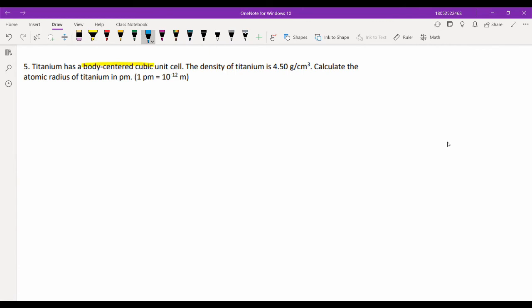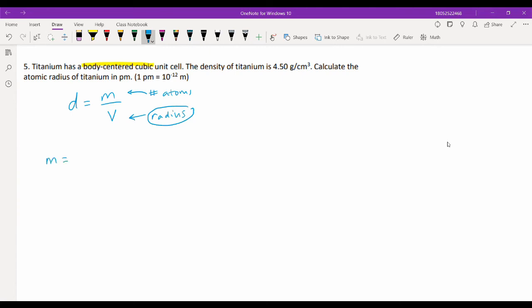And so we have the density. If we remember, density is mass over volume. And the mass is basically determined by the number of atoms in the unit cell. The volume is determined from the edge length, which is related to the radius. So kind of going backwards, that's what we want to solve for. So let's first find the mass.